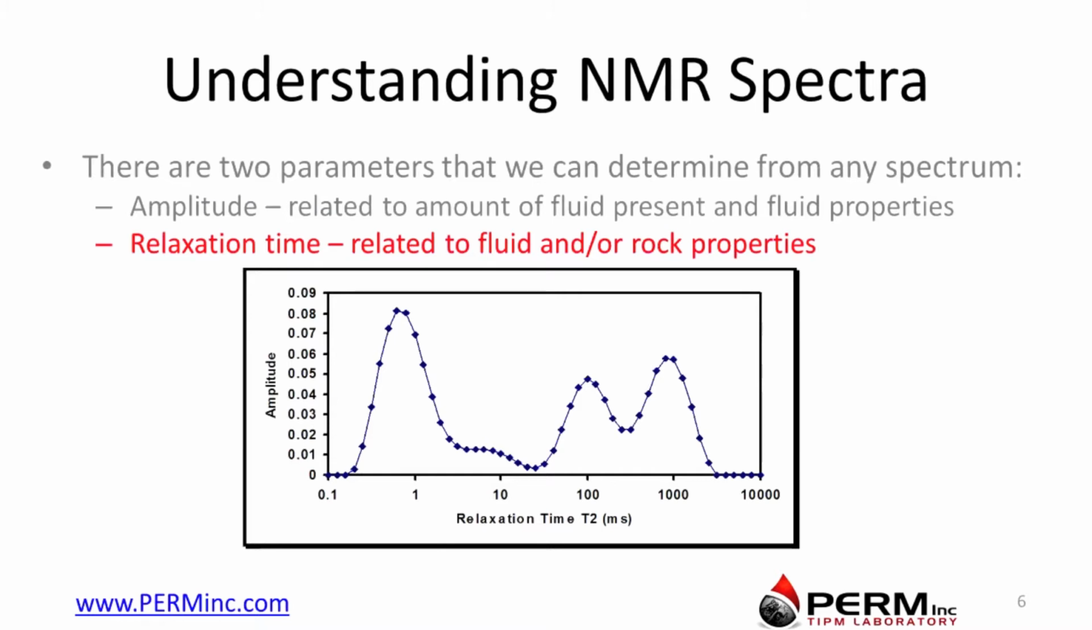Now, we said before there's 2 parameters that we're getting out of every NMR measurement. The amplitude is related to the amount of hydrogen that's measurably present, and the relaxation times we said are related to the fluids and rock properties. So in the example that we have here, we've got a spectrum that contains a peak at around 1 millisecond, another peak that's around 10 milliseconds, and then we've got two slower peaks at about 100 and 1,000 milliseconds. What we would like to do is be able to figure out what the contributions of these different peaks are and how we can use them to understand what is oil and what is water.